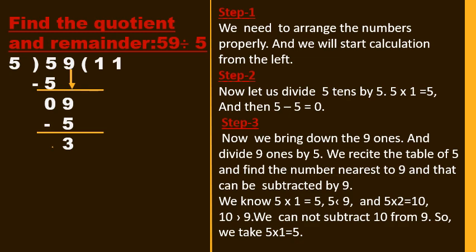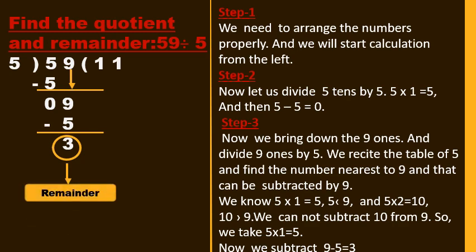Okay. So now we are going to write 1 in the ones place in the quotient. Okay. And then we are going to place 5 just below 9 in the dividend in ones place. Right? So now we know that 9 minus 5 gives us 3. So here this 3 is called remainder. Okay.